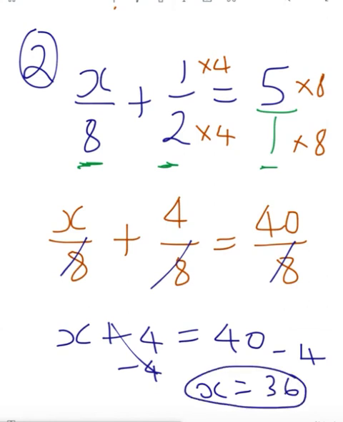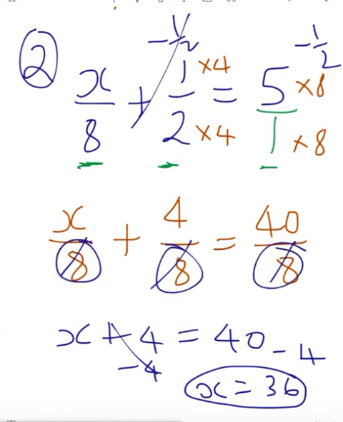Okay, so if you solved this one by going take away a half, and that cancelled out, and take away a half, and 5 take away a half is 4.5, and so on, you would have had the same answer: x equals 36. But the skill we're learning now is that I can solve equations with fractions by making all the denominators the same. And once they're all the same, all I have to do is cross them out, and I'm left with the numerators, and I solve it.